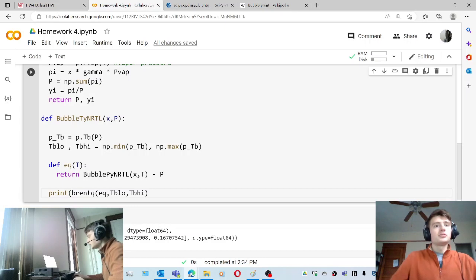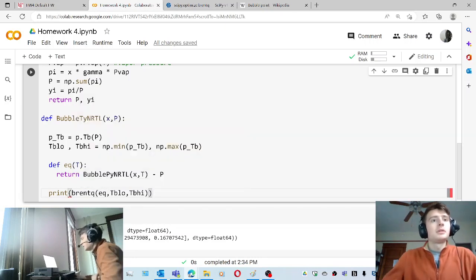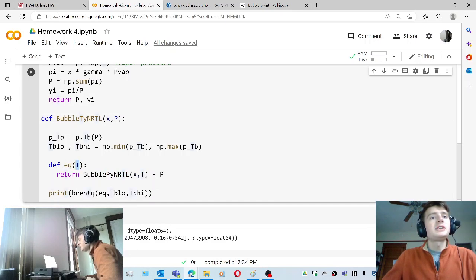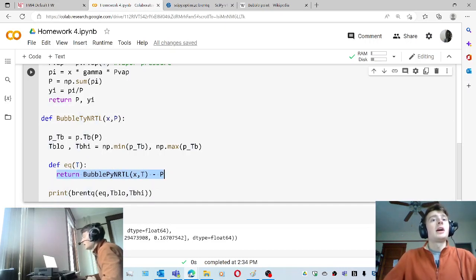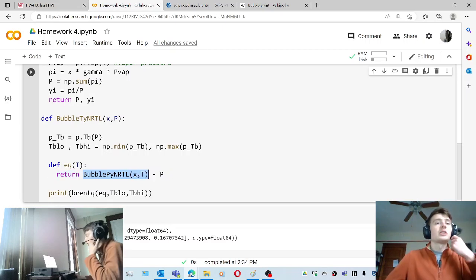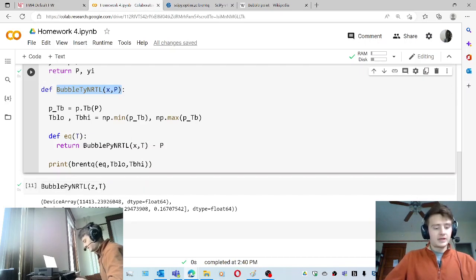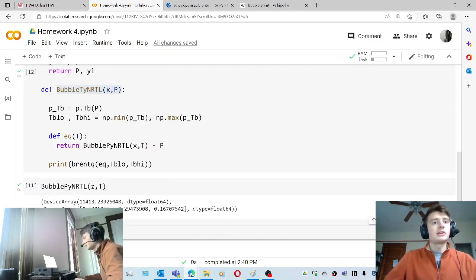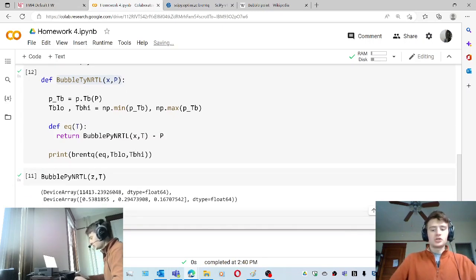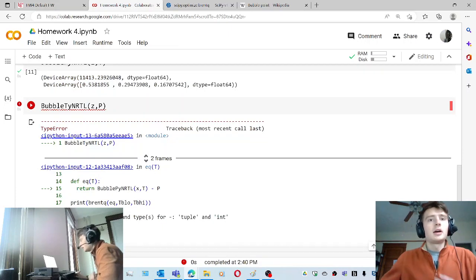And so now this BrentQ should return to me the temperature, whatever value of T makes this function return 0. So I can go ahead and maybe run this, and let's see, I copy the function name down here, and then I copy a Z. So at a certain value of Z, or at a certain mixture, what happens here? P, it didn't like this a little bit.